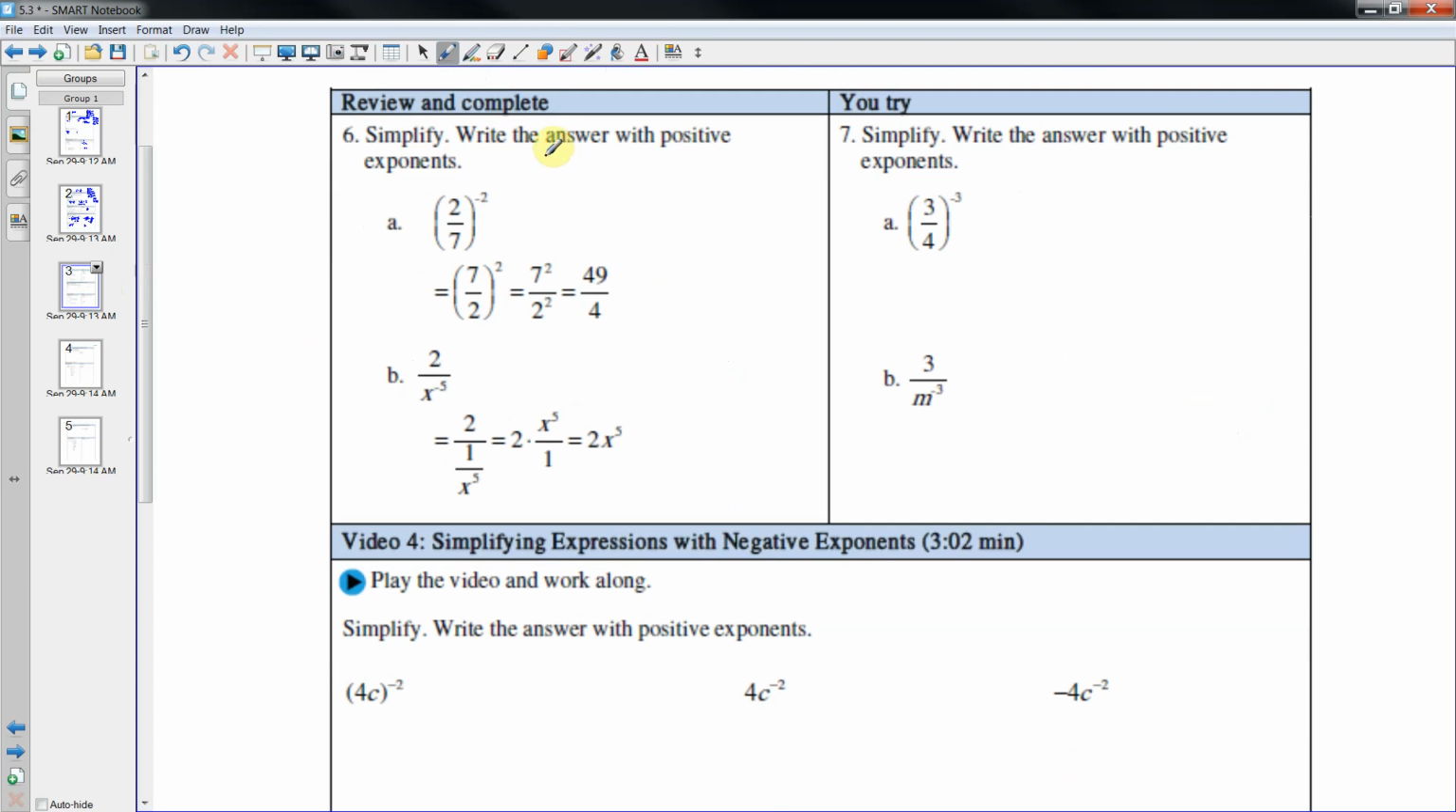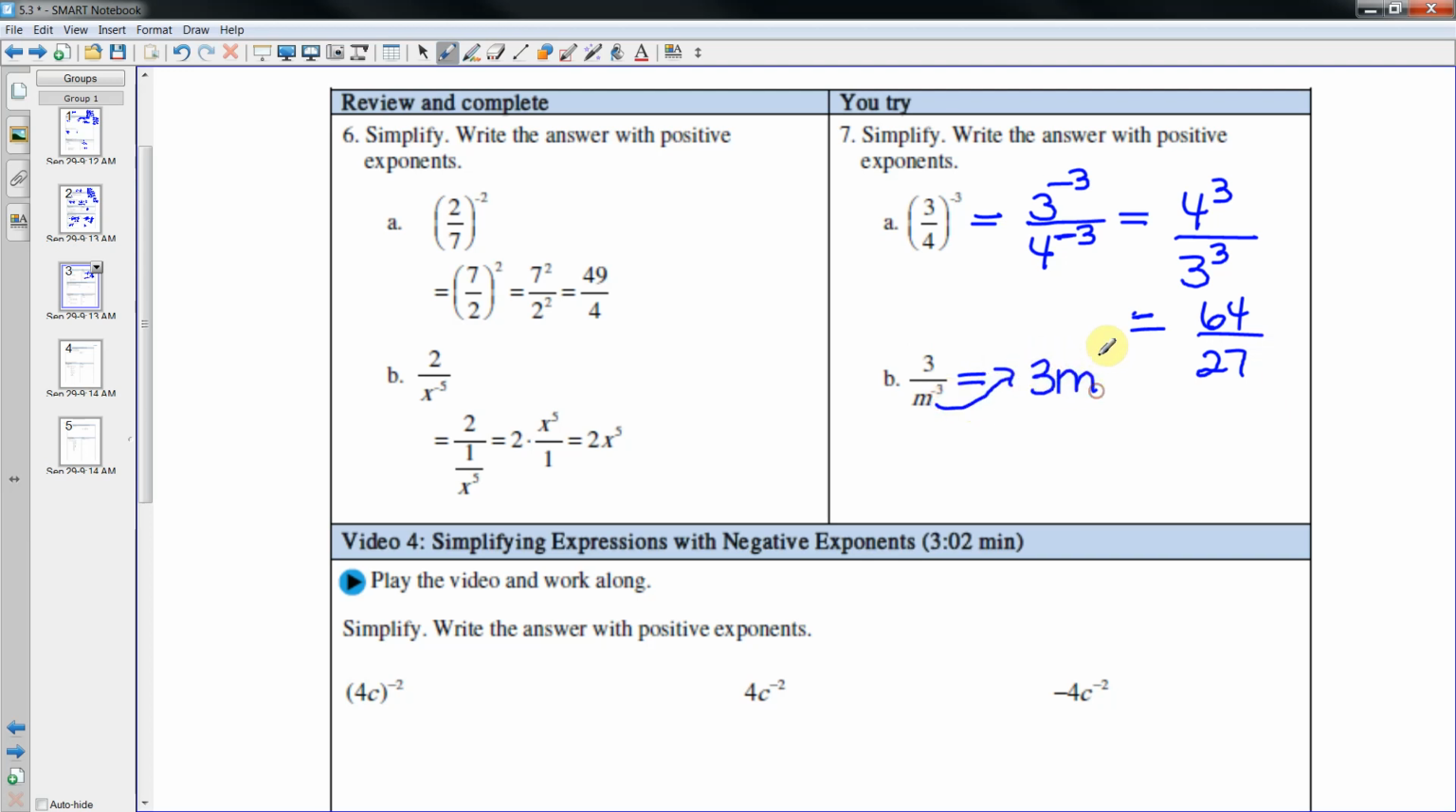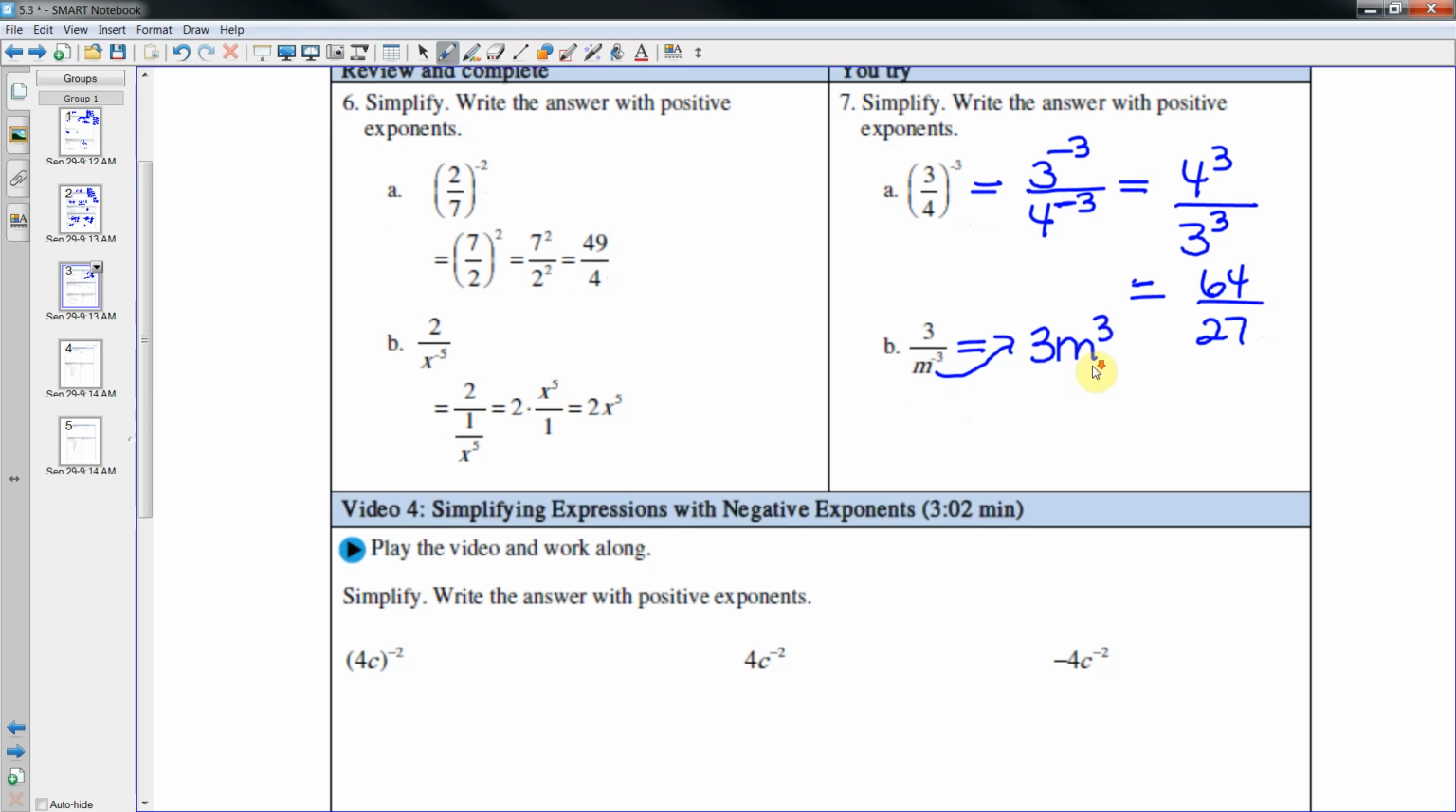Alright, so try some of these. 3 over 4 to the negative 3, so 3 to the negative 3 and 4 to the negative 3. Neither one of them is happy, so 4 to the third comes to the top, 3 to the third goes to the bottom. So I have 64 over 27. Now in this next one, the 3 doesn't have a negative exponent with it, so he's going to stay just where he is. The m to the negative 3 needs to move. So the 3 stays on top, and the m cubed comes up with it.